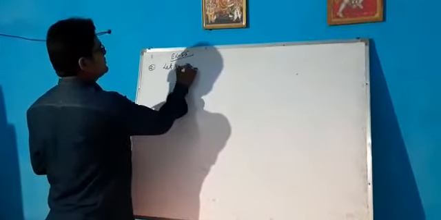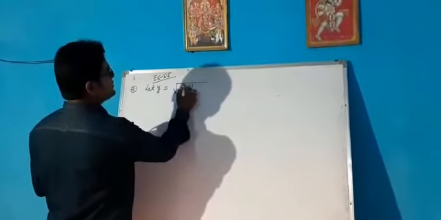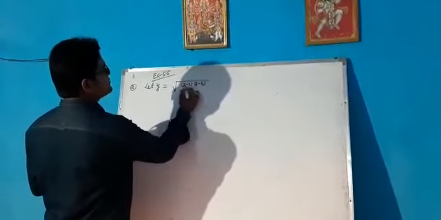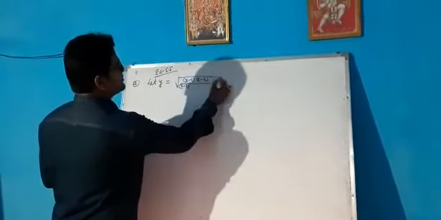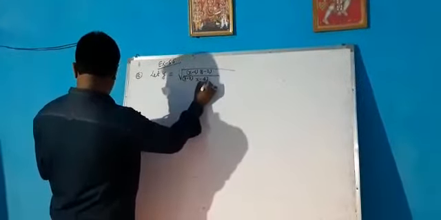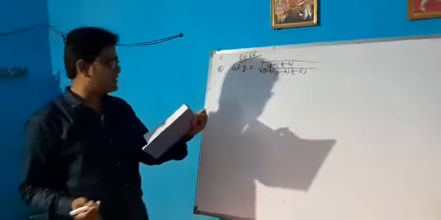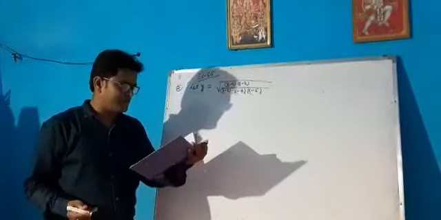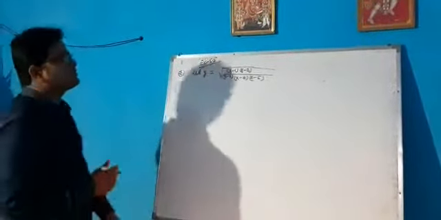Let y is equal to root under (x minus 1)(x minus 2) by (x minus 3)(x minus 4)(x minus 5). So this is your question. We have to differentiate it. Now see how will you differentiate.